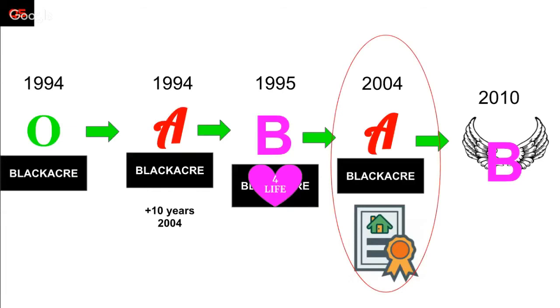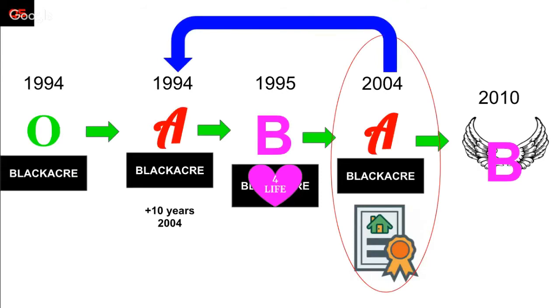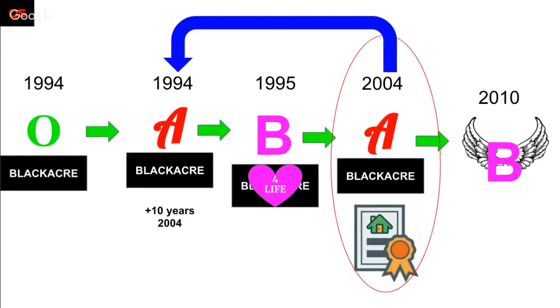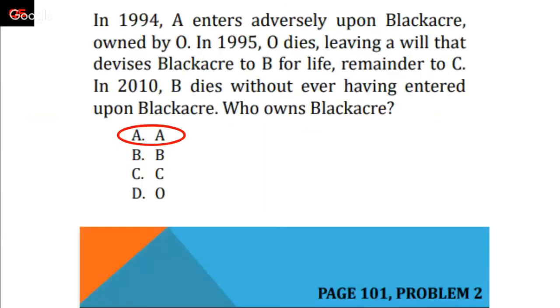So, in 2004, A obtained the property. That means in 2010, A would still own Blackacre, because A started possessing when O was alive and had all the property. So A's been adversely possessing everything that O had. In 2010, who owns Blackacre? Well, A does. A's owned it since 2004. The answer to the question is A.